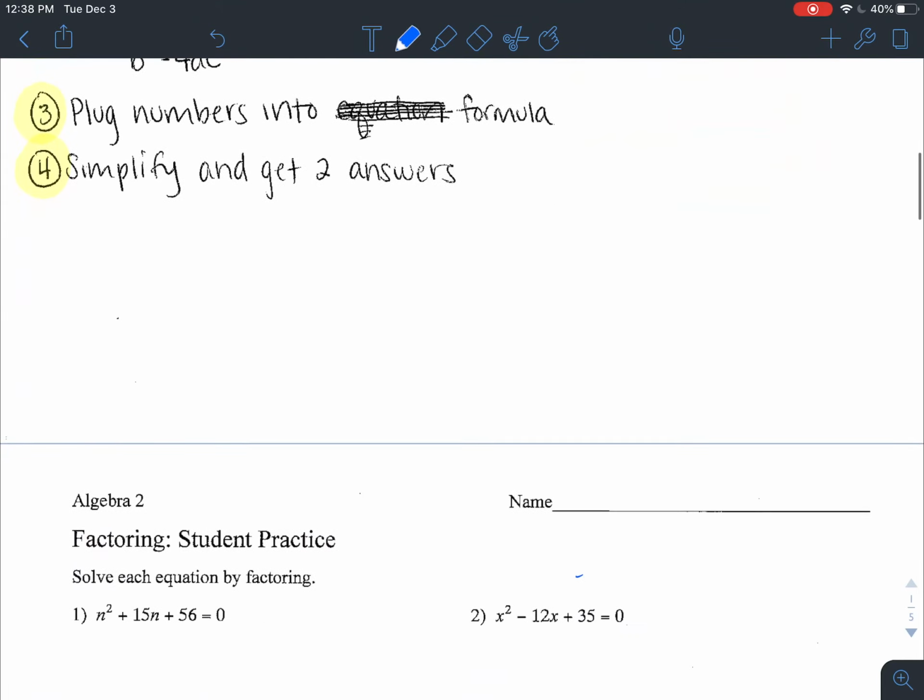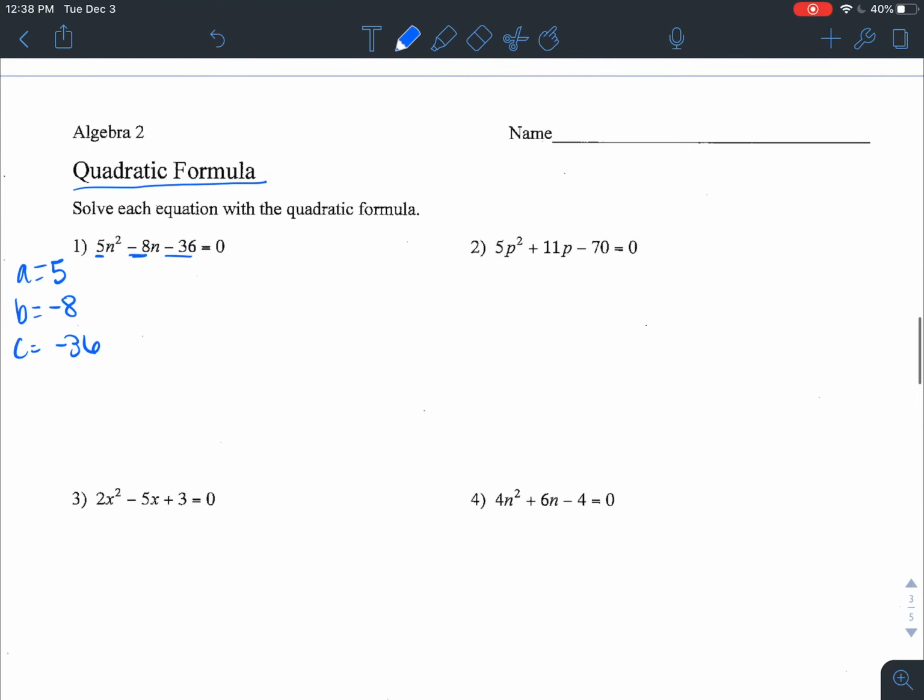Step 2 says start with what is under the radical. So we're going to start with b squared minus 4ac. So this is what we start with. Okay. So we have -8 squared minus 4 times 5 times -36.